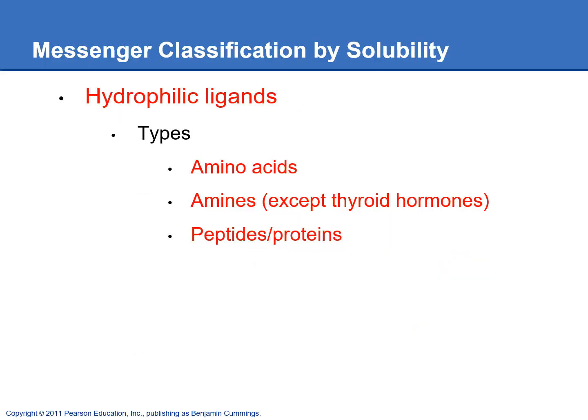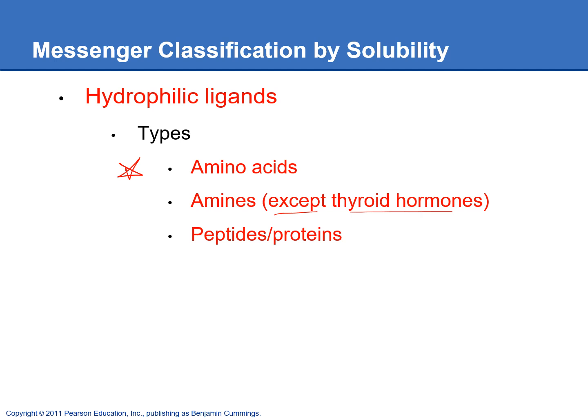And then very important to know the three types of hydrophilic messengers. So you want to memorize that the amino acids are hydrophilic, and the amines, which are made from amino acids, are also hydrophilic, with the exception of thyroid hormones. Thyroid hormones are actually hydrophobic.